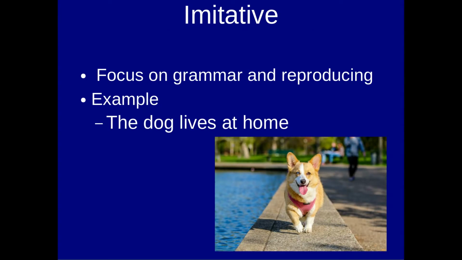So, imitative is focused on grammar and on reproducing whatever text they're looking at. For example, you might have the students copy the sentence, "The dog lives at home." Here, all the student does is copy the sentence word for word. There's not a whole lot of deep thought. You're just trying to expose them to the language.